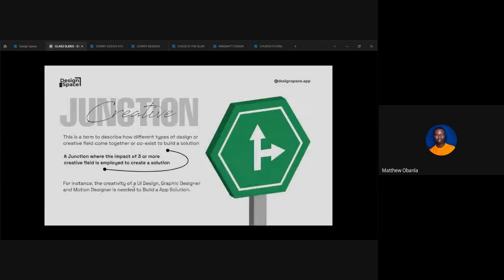Yes, I said the creative junction. What I mean by the creative junction is a term to describe how different types of design or creative fields come together or coexist to build a solution. I said it is a junction where the impact of three or more creative fields is employed to create a solution. That's another way to put it.